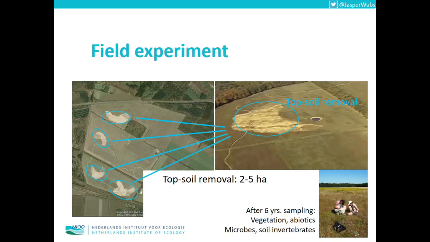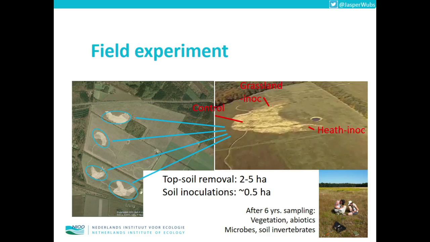You could see it from the sky. We had different replicates, which you can see on the left, and within each of these replicates we had areas where we inoculated with soil from a heathland, areas where we inoculated with soil from a grassland, and then we had these set-aside control areas where we did nothing. The topsoil removal areas were 2 to 5 hectares in size, and the inoculations varied a bit in their size, but they were roughly half a hectare each.